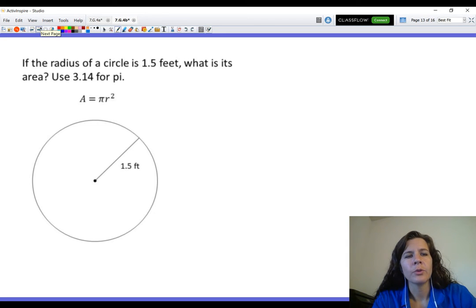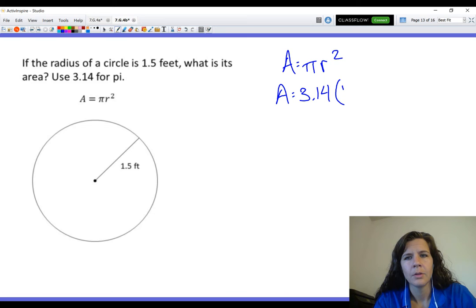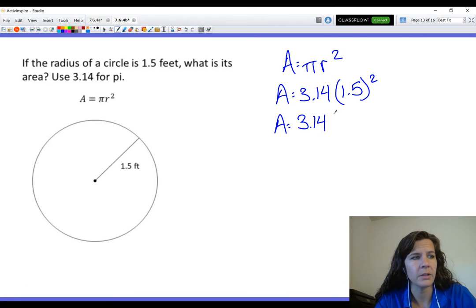So let's see. If the radius of a circle is 1.5 feet, what is its area? Use 3.14 for pi. Area equals pi times radius squared. So let's plug in what we know. Area equals 3.14 times 1.5 squared, 1.5 to the second power. Order of operations says to do the exponent first. So 1.5 squared is 2.25.